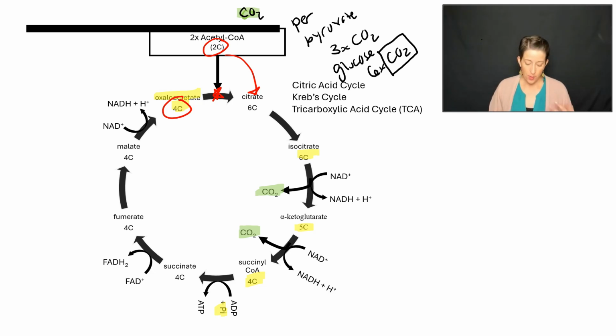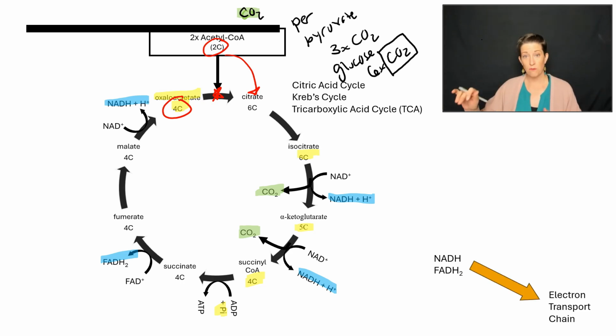So the big products out of this cycle are a lot of high energy electron carriers and a little bit of ATP. It is these high energy electron carriers that are going to then move to the electron transport chain in the inner membrane of the mitochondria, because this is where the electrons end up. This is where water is formed and where our ATP comes from.